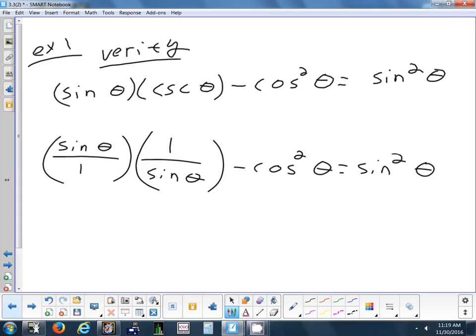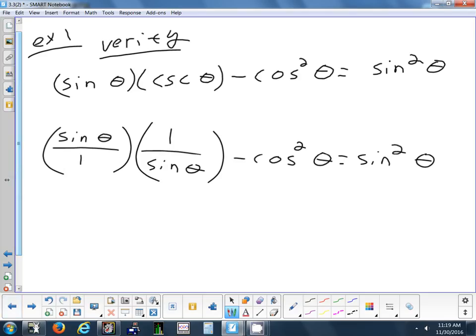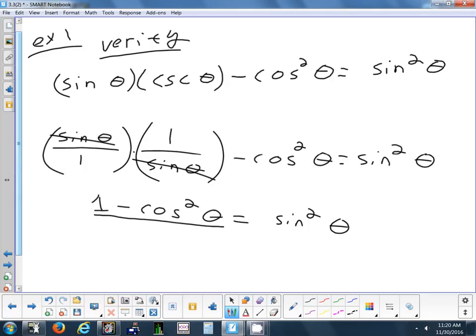Okay, how about Jared? Do you see anything I can do? Just focus on the left-hand side. Yep, we can multiply these out, and what's going to happen when I do that? Yeah. Whenever you multiply and you have the same thing in the top and the bottom, it cancels. And now I have 1 minus cosine squared. Okay. Does anybody recognize that? 1 minus cosine squared.